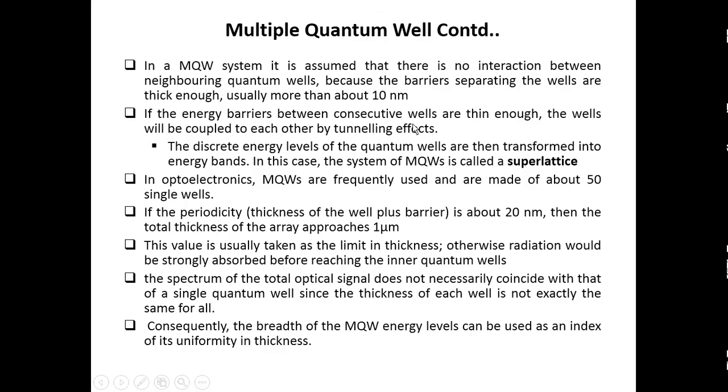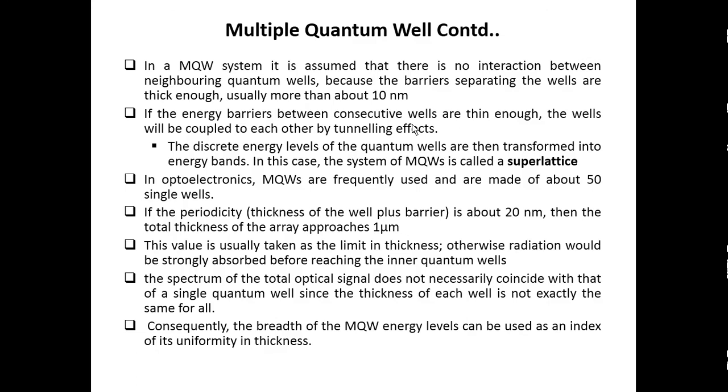That is the meaning. If the barrier between two consecutive wells is very thin, there are chances to have the tunneling effect, or electrons can tunnel through the barrier. That we have seen in the case of superlattice. We will learn it. What is a superlattice? And the discrete energy levels of the quantum wells are then transformed into energy bands when there is a tunneling effect through the barriers. So that may cause energy bands to be produced, usually called mini bands and mini gaps.